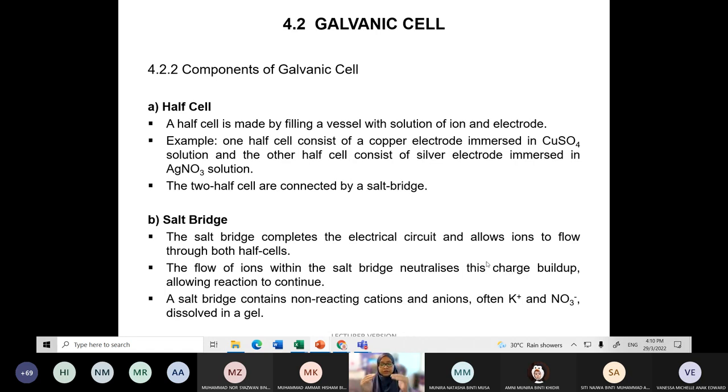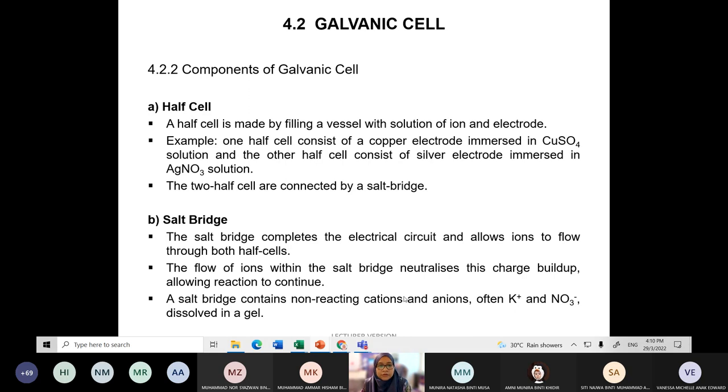In the salt bridge, normally we would use a salt that will not interfere. The salt does not consist of ions that would be the same as what we have in the half cell. We don't want any interaction happening because of the presence of the salt bridge. So normally we make sure that if it is copper sulfate, then we would use potassium nitrate. It's not involved in the half cell.